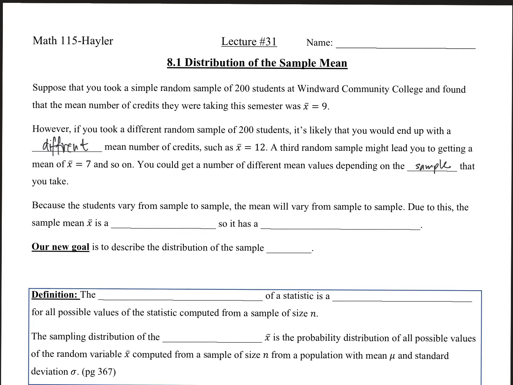Okay? So because the students vary from sample to sample, the mean will also vary from sample to sample. Due to this, the sample mean, x bar, is a random variable. And due to this, it also has a probability distribution. So our new goal now is to describe this distribution of the sample mean.